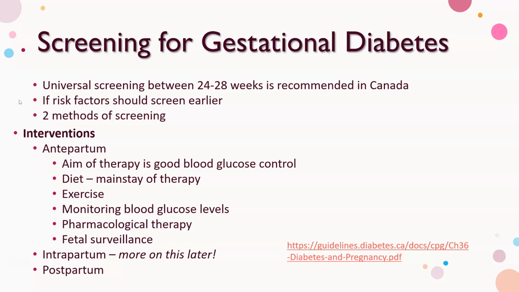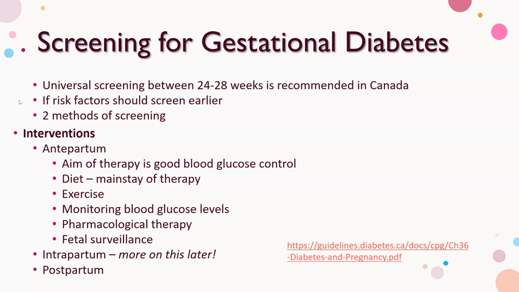So the interventions are very similar to the regular adult population. We want to have good blood glucose control. We want to promote a healthy diet. We may be referring these people to a diabetes educator if they have access to that. Exercise, monitoring blood glucose levels. We don't order or administer things like metformin during pregnancy. So often it's diet, and then if patients need insulin, if things progress, then we'll move to that.